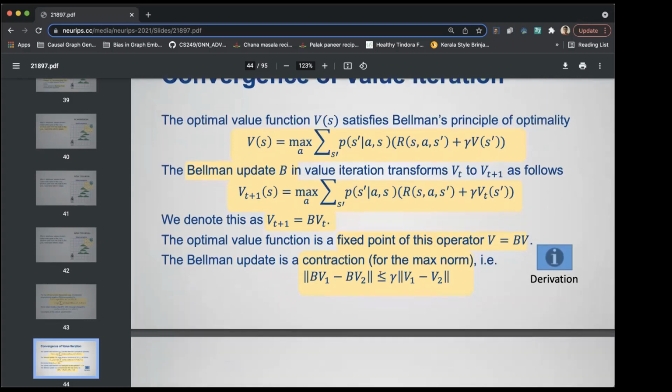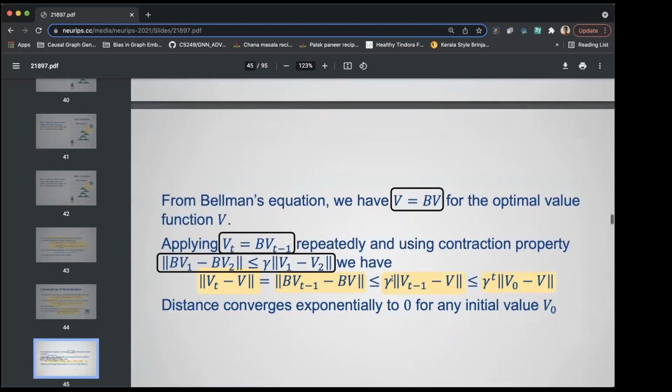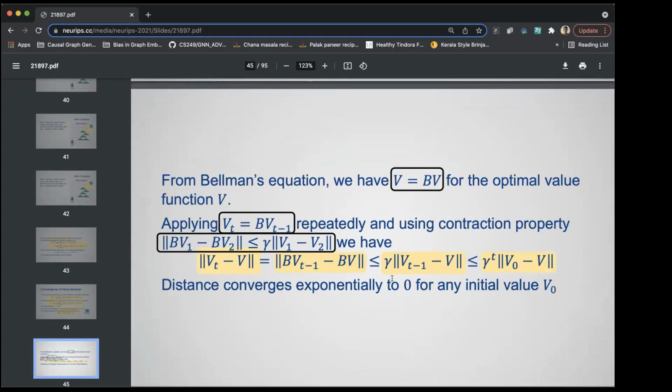And the iteration algorithm is going to look like this, where effectively the two different possible value functions after one application of the Bellman operator are going to contract. So the difference between these two is going to contract to a single point if we apply this enough times, by the discount factor. Right, so the distance here converges exponentially to 0 for any initial value v naught.